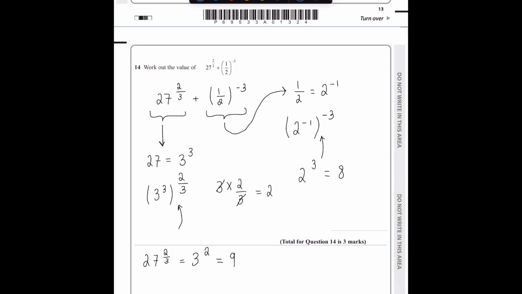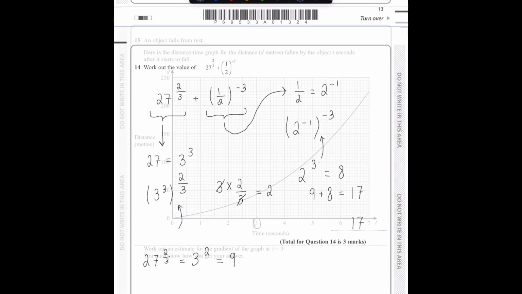And if we put both of these together, we have 9 plus 8, which is equal to 17. So 17 is our final answer.